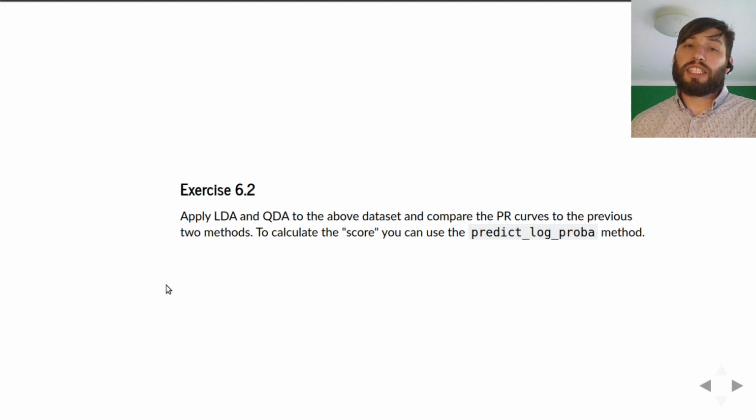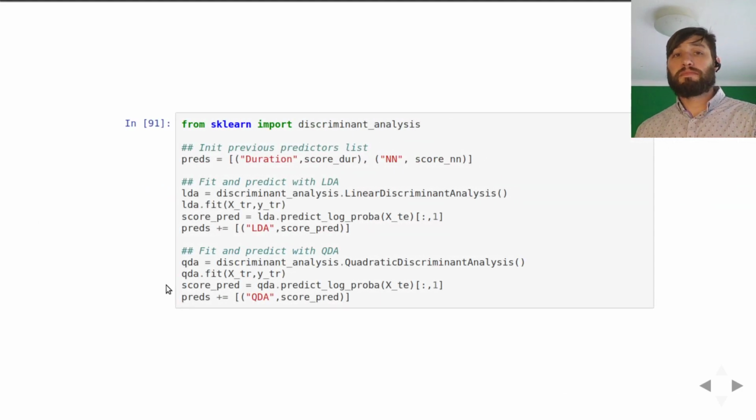Okay, so let's jump back in. The way I do this, it's pretty straightforward. I'm going to create a list of these predicted scores for the test set. I'm going to start with the duration and nearest neighbors and create a list of tuples of these scores. It'll be clear why I organized it in this way when I go to plot the PR curves.